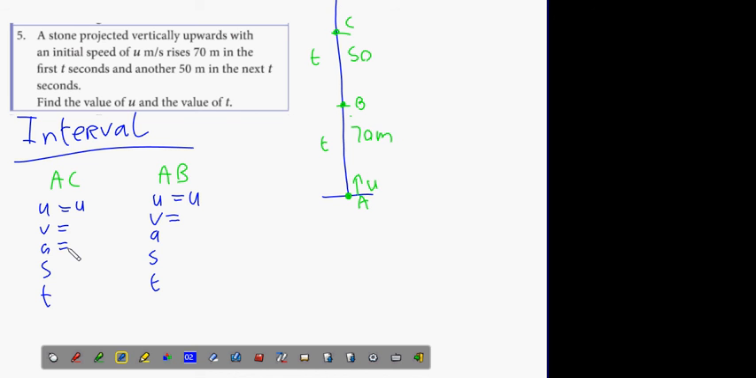The a's, is it a minus or plus this time? Minus, because it's slowing it down. So minus 9.8, minus 9.8. S values? Anyone know the S values? 70 and 120. The T values: AB is t, and this one here is 2t. Now, do we have enough to get this off the road here? Yeah, I think so. We're going to try.